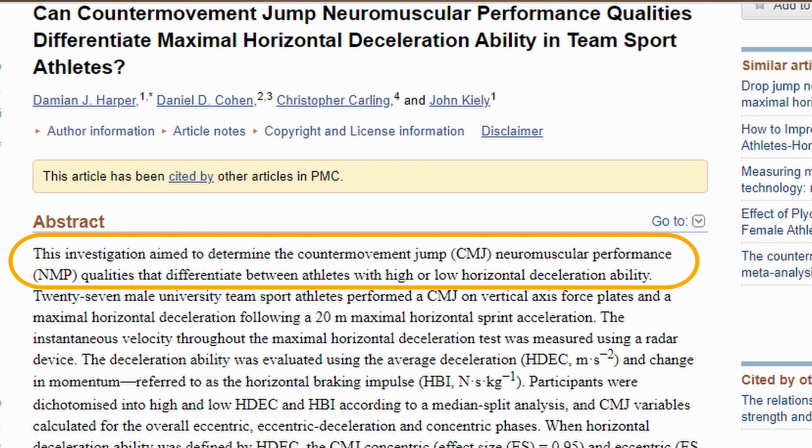And this one interesting article shows that for 27 university athletes that performed CMJ, or counter movement jump, those that demonstrated high peak force, high peak eccentric force during that eccentric loading, demonstrated better or higher braking impulse during the maximal horizontal deceleration test.